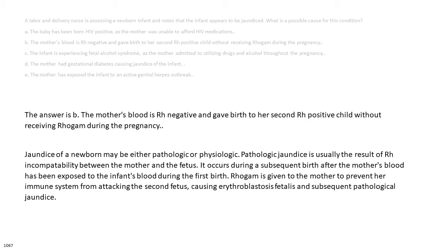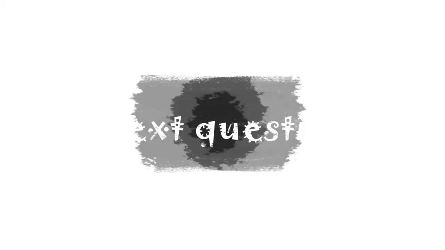It occurs during a subsequent birth after the mother's blood has been exposed to the infant's blood during the first birth. RhoGAM is given to the mother to prevent her immune system from attacking the second fetus, causing erythroblastosis fetalis and subsequent pathological jaundice.